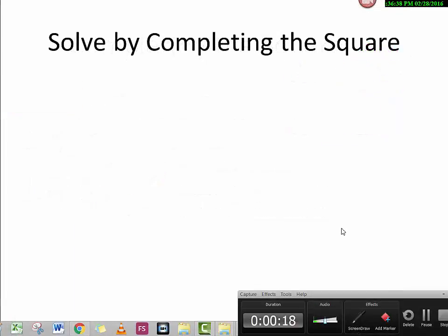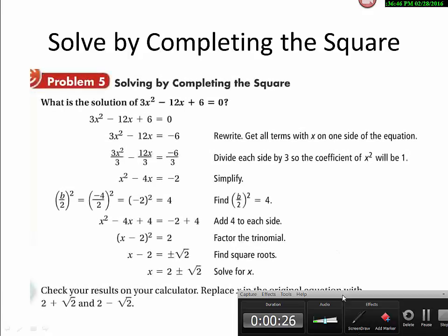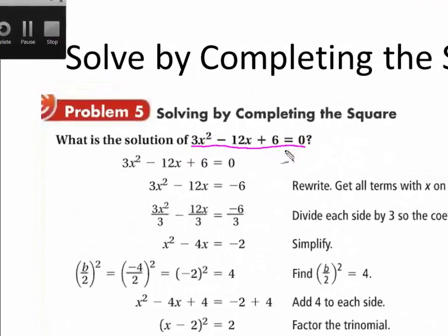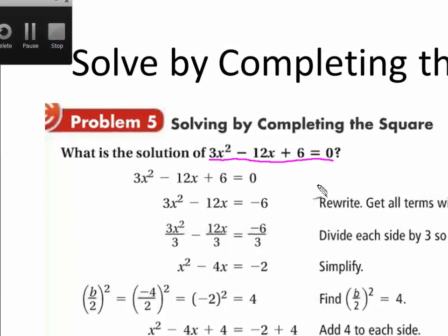Now you have to combine all the skills that we just learned in this unit to solve a quadratic equation by completing the square. Here's an example. We are going to solve this quadratic equation. First, we just have to isolate all the x terms on one side by subtracting this constant on both sides. That's what you have right here.